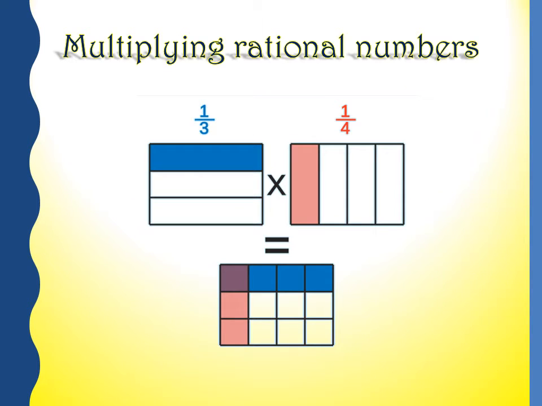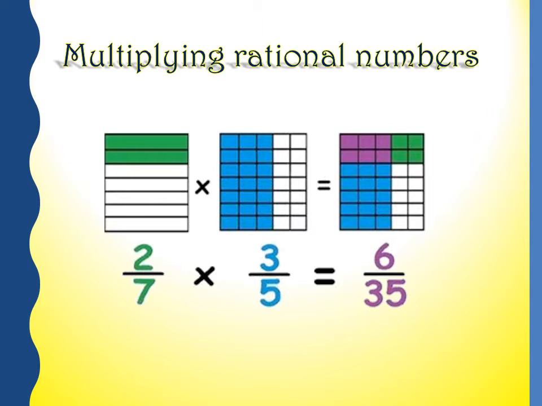To multiply any two rational numbers, we use the same concept of multiplying fractions, like this figure. If I multiply a third times a fourth, here I will repeat the third just a fourth times. That means I will take the common shaded part, which is 1/12.